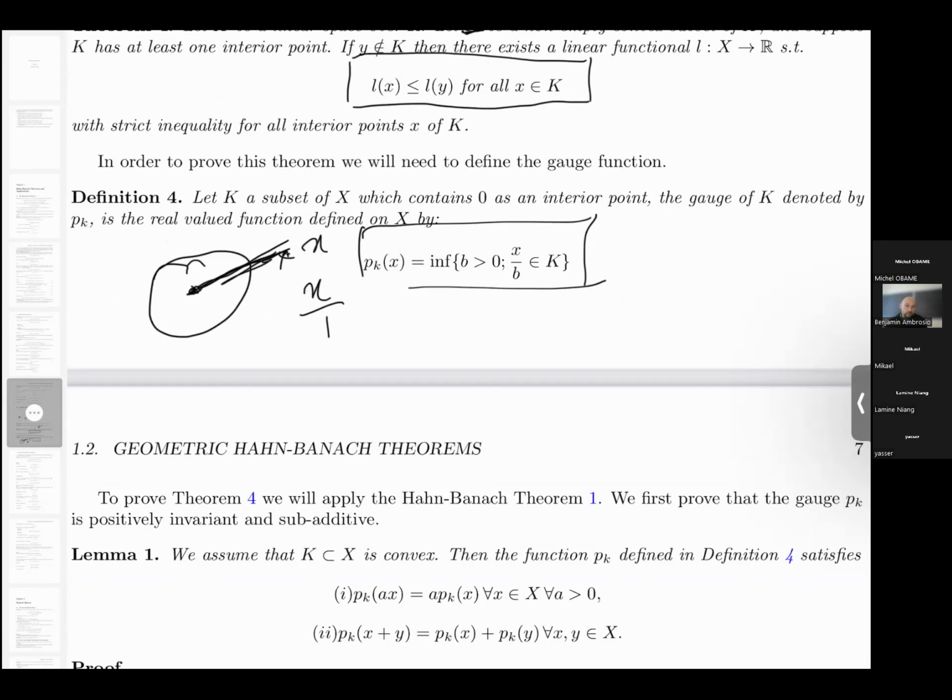So first, you have this lemma. In fact, Pk is positively homogeneous and subadditive. So we're getting closer to the assumptions of the Hahn Banach theorem. So we're going to prove that now.